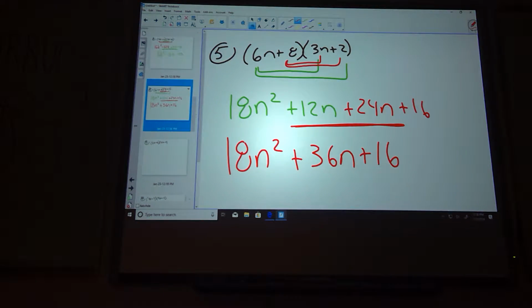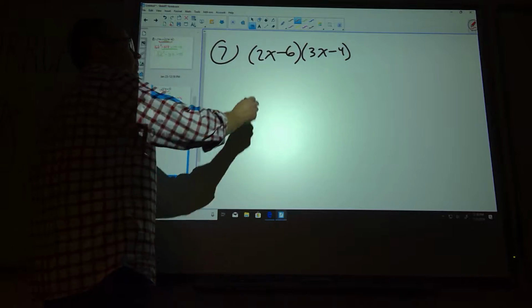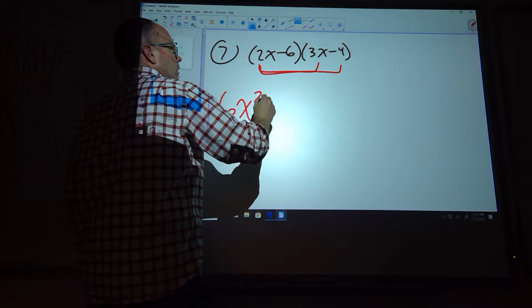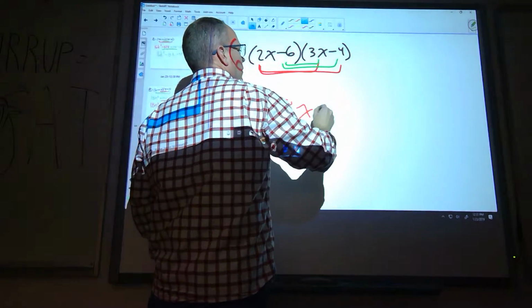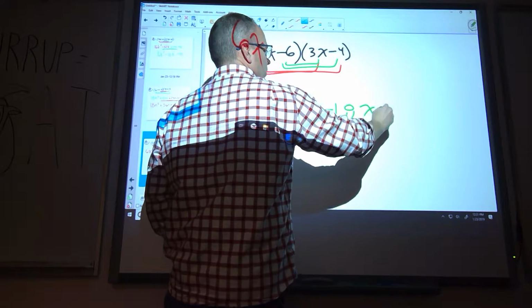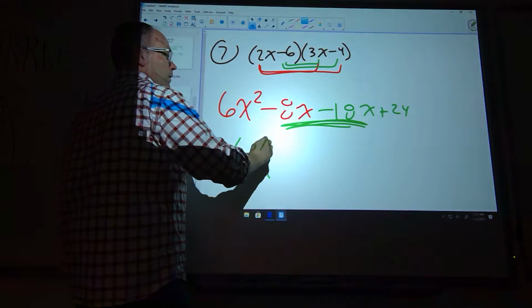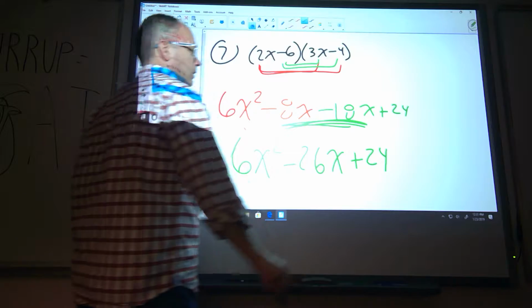Now it's just combining like terms. And notice there's signs in there. Sometimes they're positive, sometimes they're negative, sometimes there's one of each. Okay? May I move off this? Okay, same thing. So that's going to give me 6x squared minus 8x. Like terms right there. And it's done.